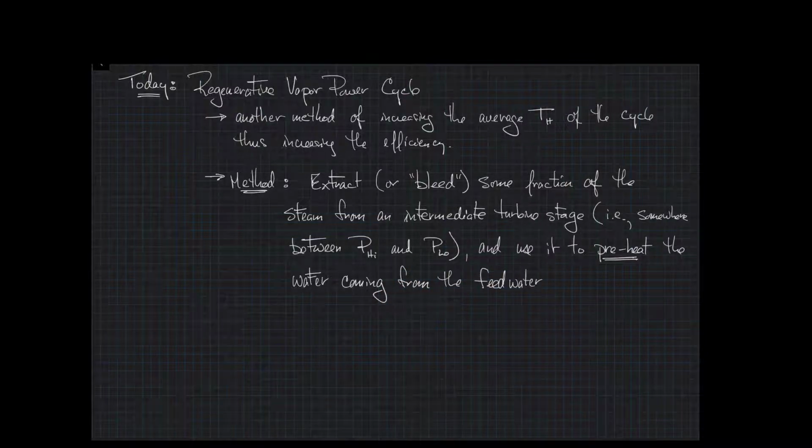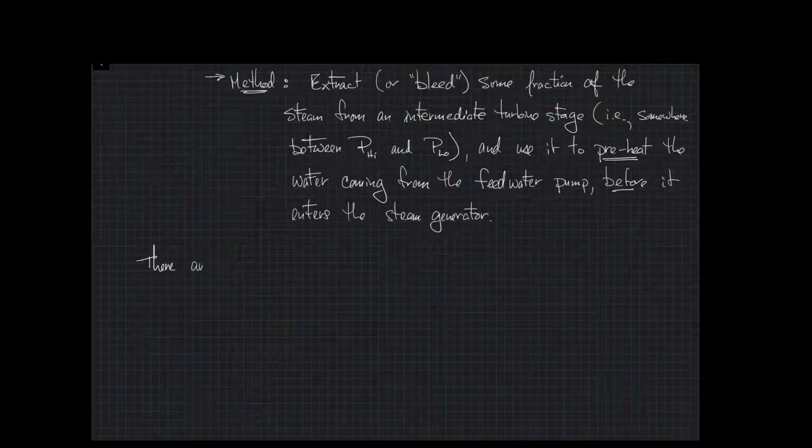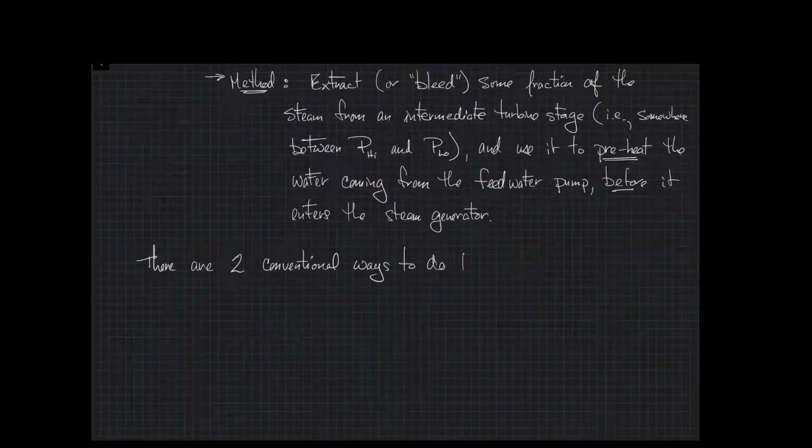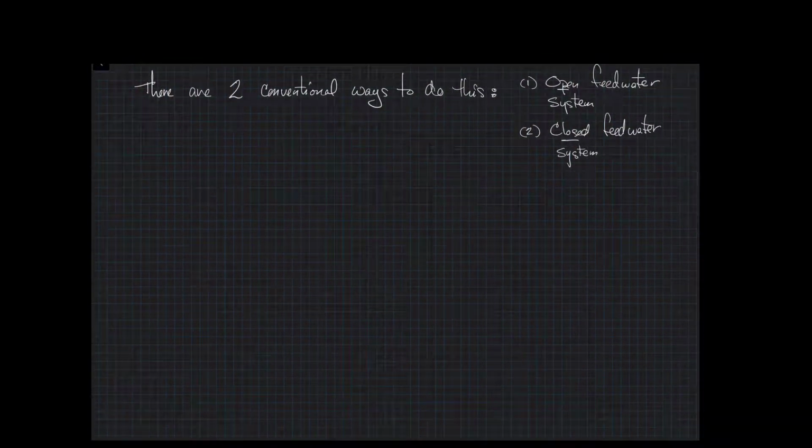So we're going to use it to preheat that saturated water coming out of the condenser, which is being pumped out of the condenser before it gets to the steam generator. Now there are two ways to achieve this that vary depending on the type of heat exchangers that we use. One is to use an open feed water system, which means we'll be using an open feed water heat exchanger, or to use a closed feed water system, a different type of heat exchanger. Let's start with the first one, the open feed water system.